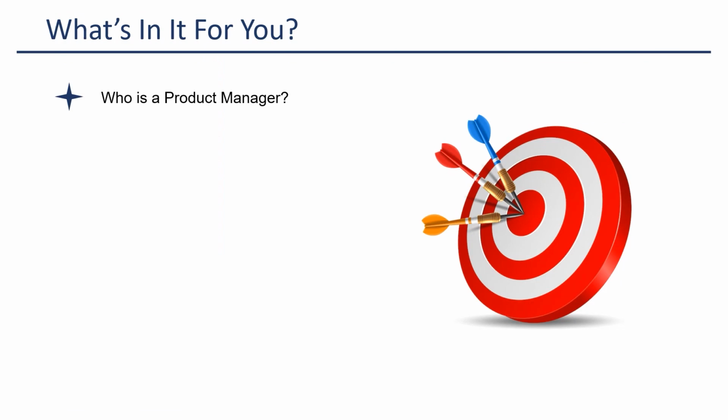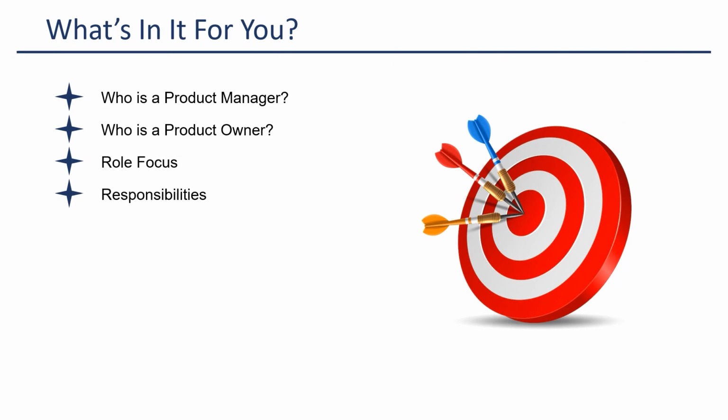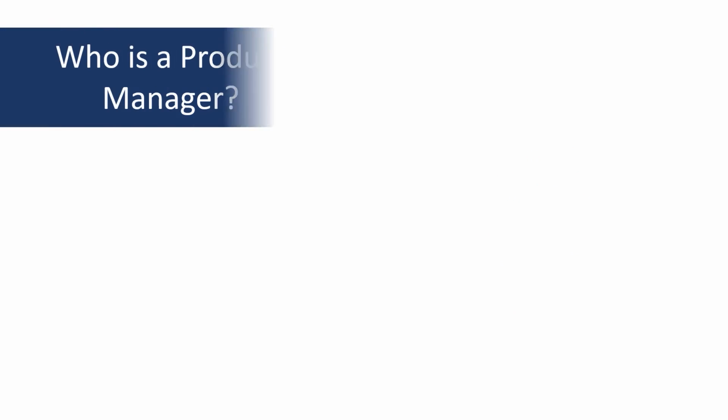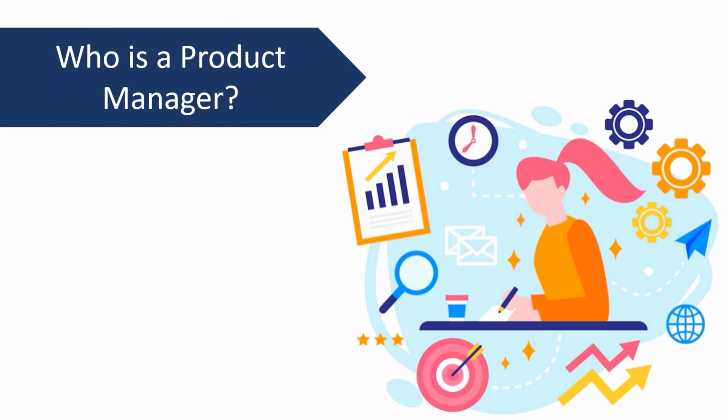Today we'll start this session by understanding who is a product manager, and then we'll understand who is a product owner. Moving ahead, we'll understand what is the focus of both roles, and then we'll know the skills necessary for a product manager and a product owner. Then we'll understand the difference between product managers and product owners. And then we'll discuss the switching in the roles. And then we'll understand, does an organization need both roles? And stick to the end because we will wrap up this session by talking about the salaries of both product managers and product owners. Now let's start this session and understand who is a product manager.